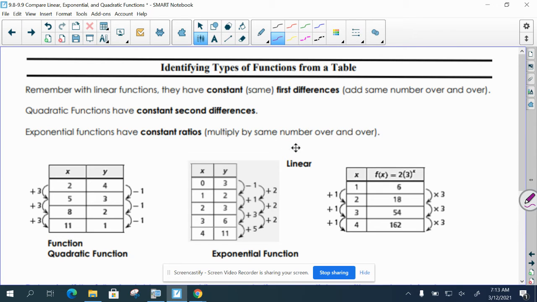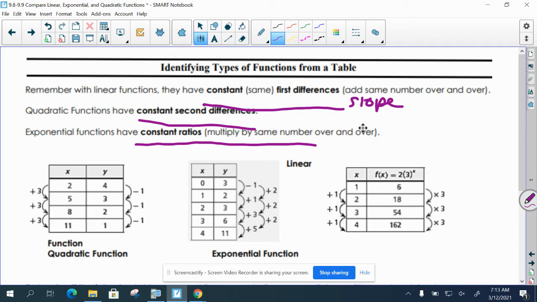Okay, so for this next part, you can identify it using a table. We'll start with the linear functions. Linear functions have the same first difference, and that's like the slope. Quadratic functions won't have the same first difference, but they will have the same second difference. And exponential functions have constant ratios, so you're multiplying by something, where for linear and quadratic, you want to look for what you're adding or subtracting.